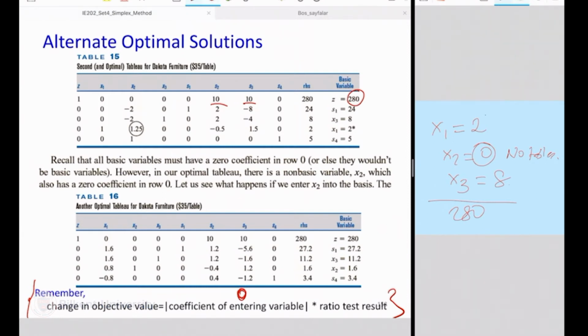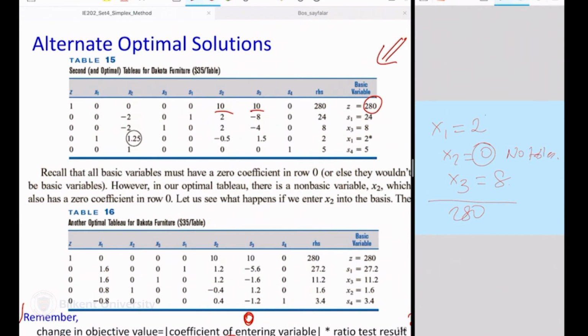But if, for example, the coefficient of the entering variable is 0, you have your optimal tableau like this one, and you have a non-basic variable with a coefficient which is going to be equal to 0, then the net change in the objective function is going to be 0, meaning that that's your cue for potential alternate optimal solutions. Does it make sense? So if this value is a non-zero value, you always improve. But if it's a 0 value, you have the chance of getting the same objective function value. Okay, and that's going to be the case here.